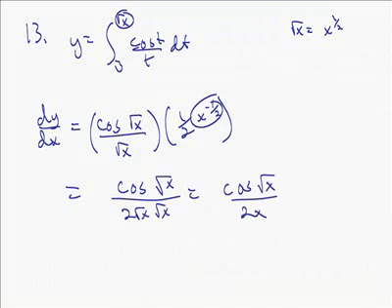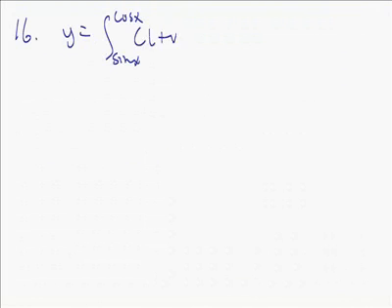Now, one more example I want to look at. I think maybe one, maybe two more. Well, let's go ahead and set up 16, and maybe we'll take a gander at 17 as well. Number 16, you have that y is equal to the integral from the sine of x to the cosine of x of (1 plus v squared) to the 10th dv.